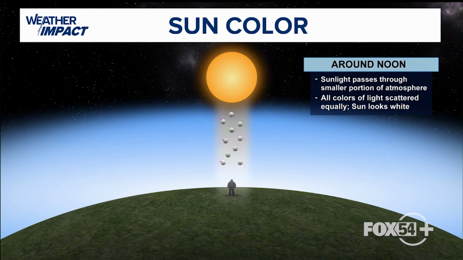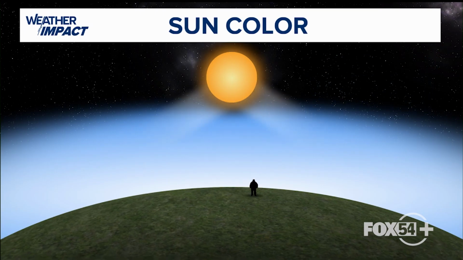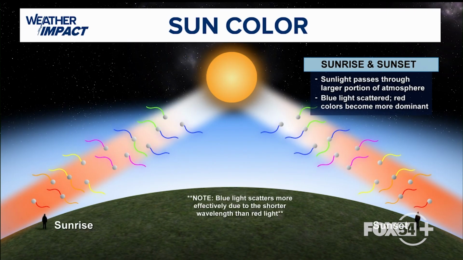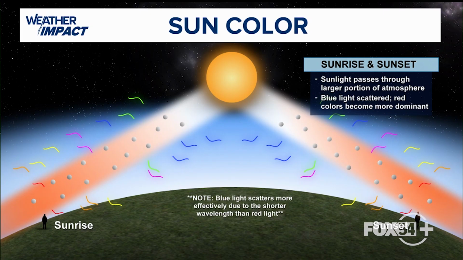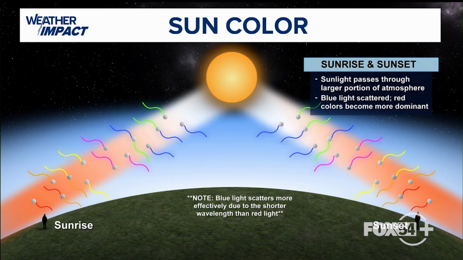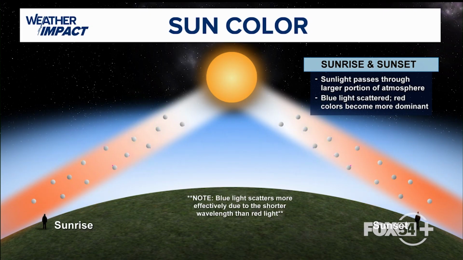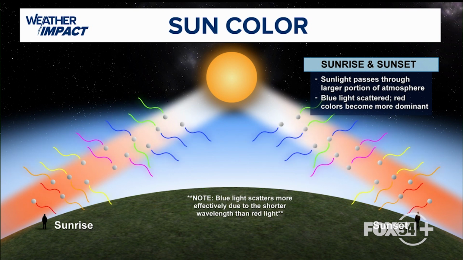Around noon, we're going to see the sunlight pass through a smaller portion of the atmosphere. All colors of light are going to be scattered equally, and that's what makes the sun look white. Sunrise and sunset, though, that's obviously going to be different because sunlight passes through larger portions of the atmosphere. You have the blue light that's scattered. The red colors become more dominant during sunrise and sunset.